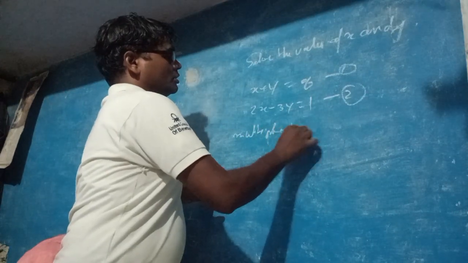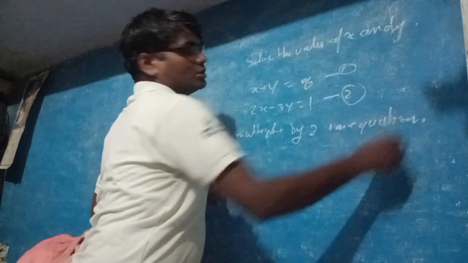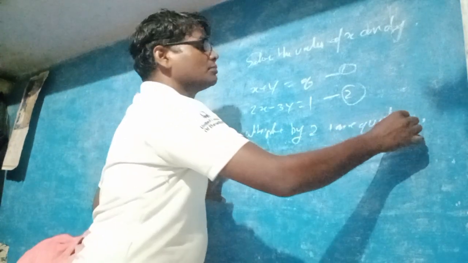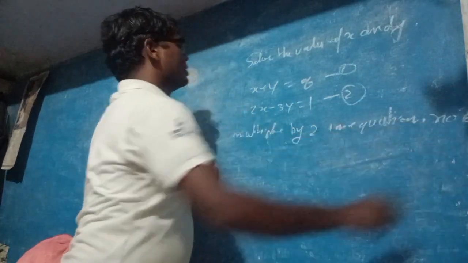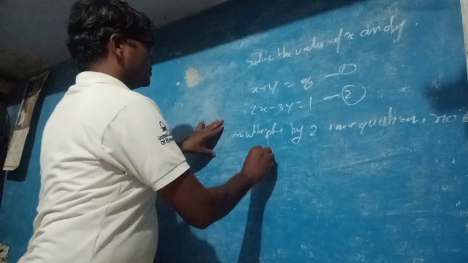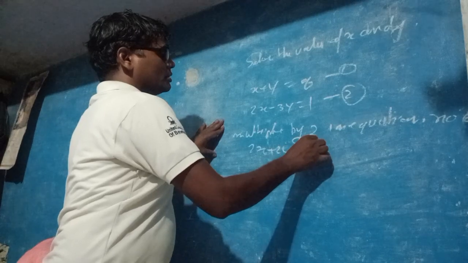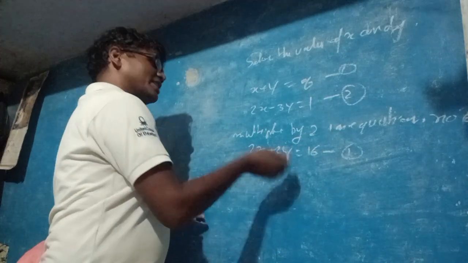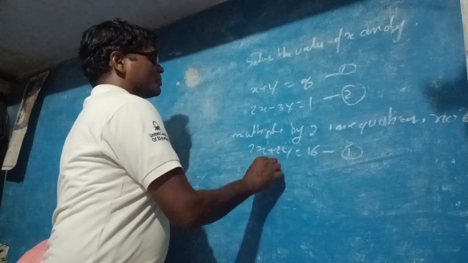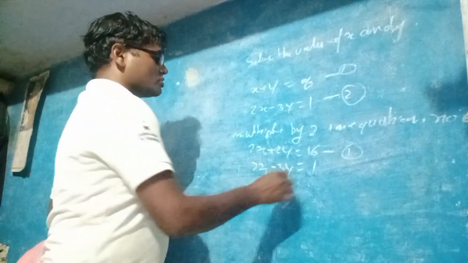by 2 in equation number 1. So multiplying equation number 1, we write 2x plus 2y is equal to 16. This is equation number 1. And the second we write as it is: 2x minus 3y is equal to 1. This is the second equation.